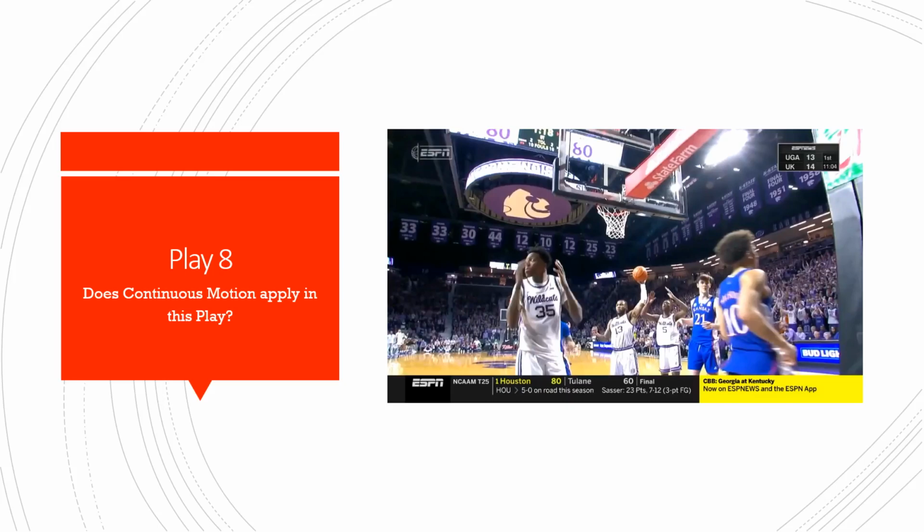Does continuous motion apply in this play? Absolutely. Do we really need an explanation for why continuous motion applies in this play? Probably not. Our ball handler dribbler ends his dribble and begins a normal shooting motion heading to the goal in hopes of attempting a try. And you can make a case he is fouled by both defenders on this play. Continuous motion clearly applies in this play. Let's look at our final play.